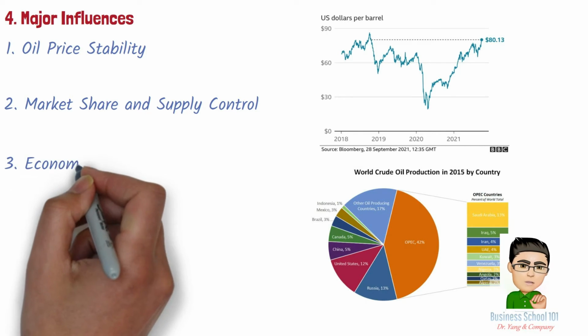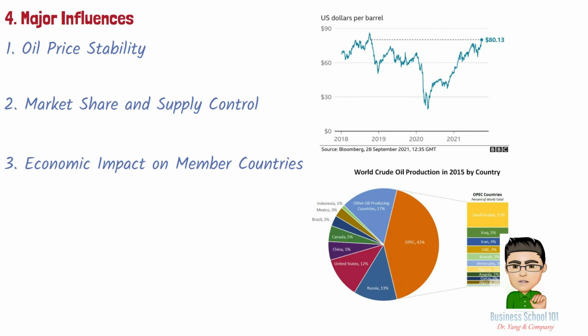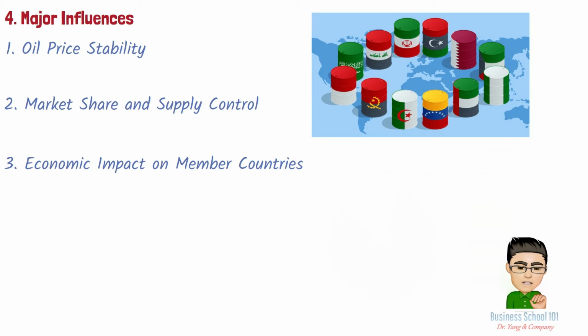3. Economic impact on member countries. OPEC plays a crucial role in the economies of its member countries, most of which heavily rely on oil revenues. OPEC's decisions regarding oil production and pricing directly affect the economic well-being and fiscal stability of its member nations.